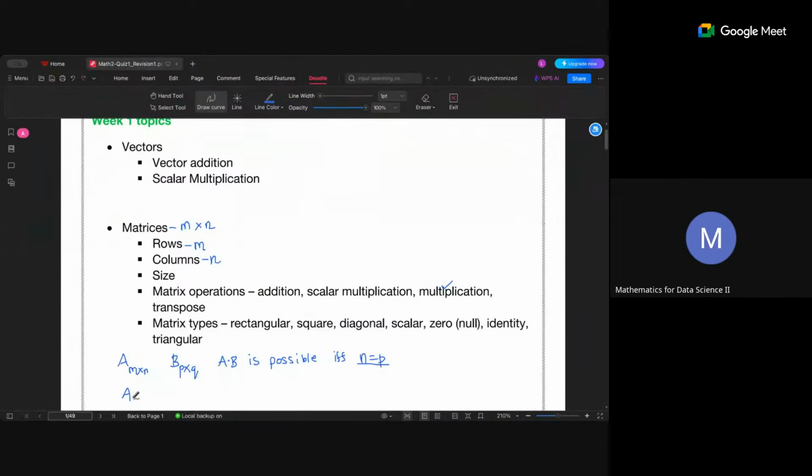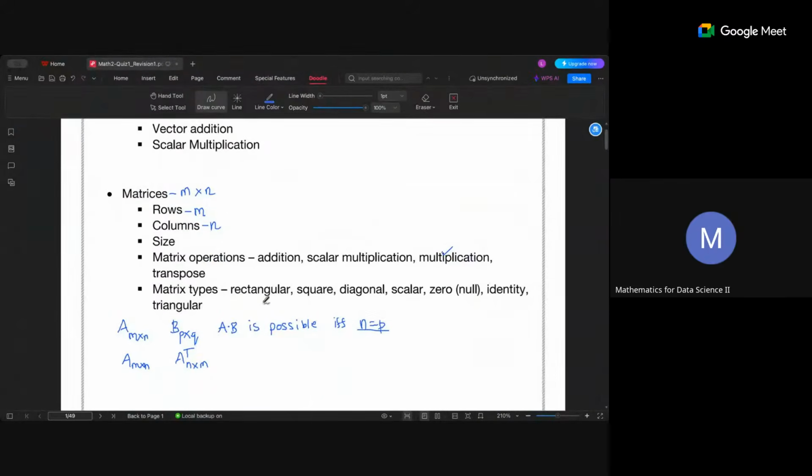Now, what about the transpose? Let us say A is an m by n matrix. What is the size of the transpose? n by m. So the rows and columns are reversed in the transpose matrix, right?